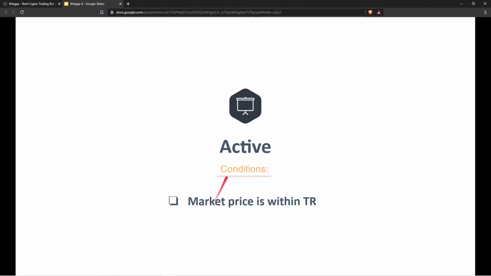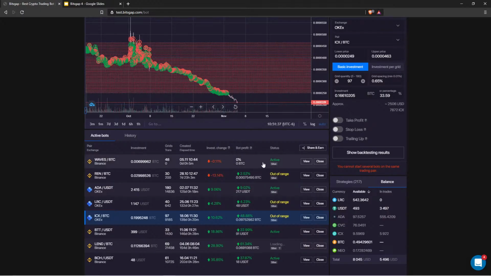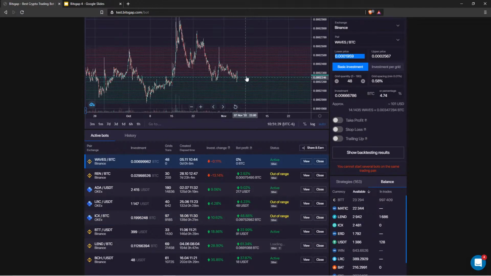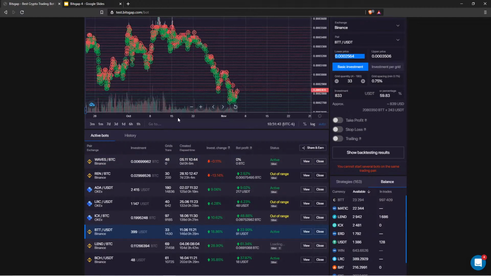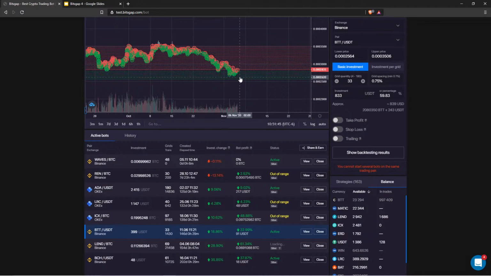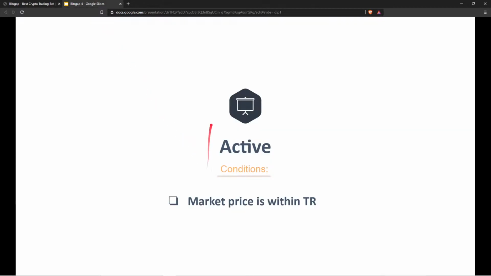That means that if it is active, then the market price is now within the trading range. So let's look. Waves BTC, the market price is now within the trading range. BTT trading to USDT, the price remains within the trading range.